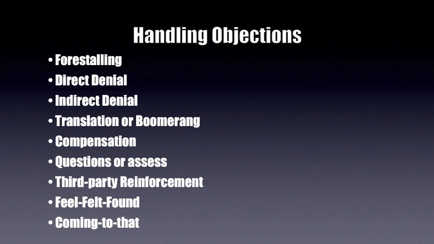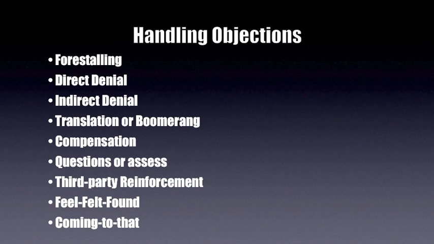So forestalling is when the salesperson addresses the concerns during the presentation even before the buyer has a chance to ask. Direct denial is when the salesperson tells the customer that he or she is wrong. Indirect denial, the salesperson takes a softer approach when addressing a customer's concerns. Translation or boomerang is when the salesperson converts a possible concern or objection into a reason to buy.